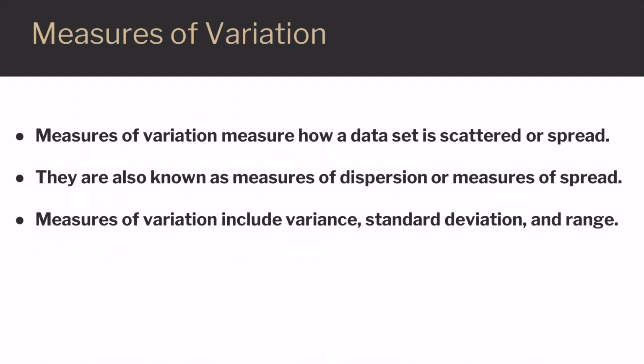Measures of variation tell us how a data set is scattered or spread. They are also known as measures of dispersion or measures of spread. There are three measures of variation which we shall discuss, and they are variance, standard deviation, and range.